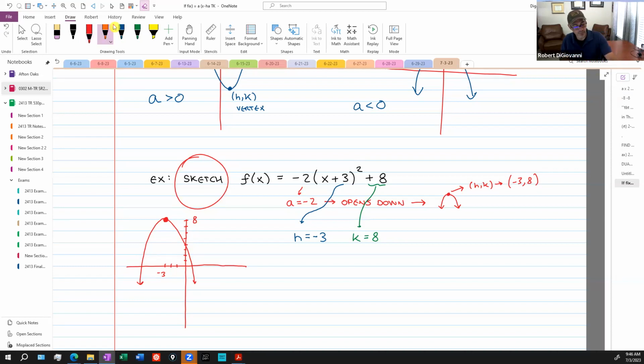Also, right down the middle of that point, we have that imaginary line called the axis of symmetry. In this particular case, it's a vertical line. Any vertical line can be defined by writing x equals and then some number. Notice that the x value here is -3. So x equals -3 is my axis of symmetry.